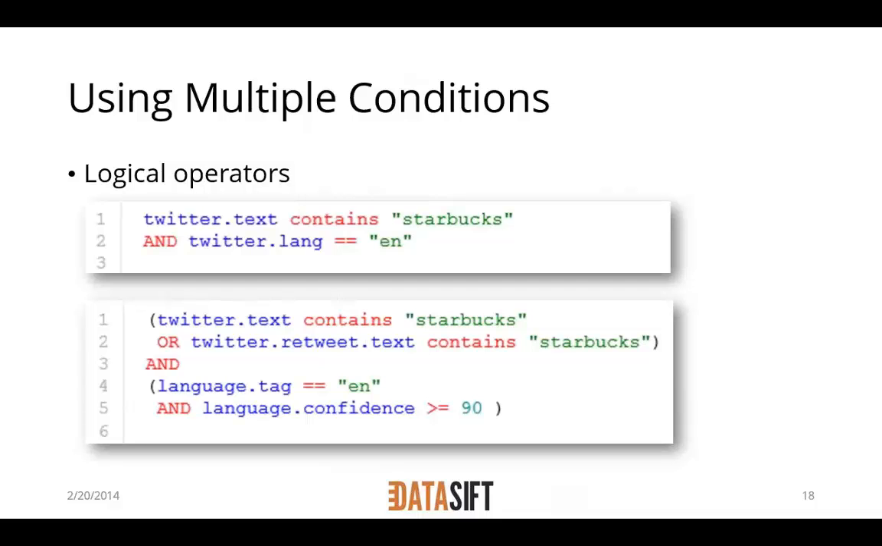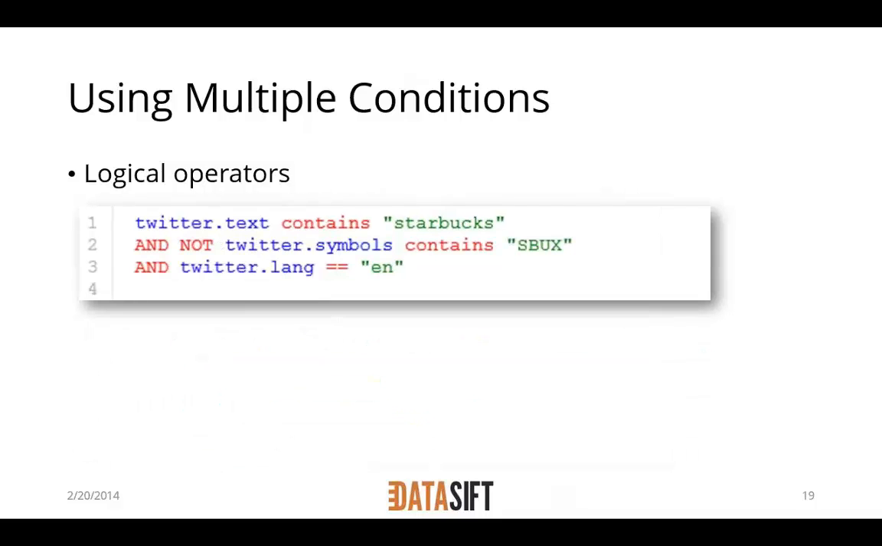Slightly more complicated one at the bottom. It's got to be a tweet with Starbucks in it or a retweet with Starbucks in it. So it could be either, got an or, and either. Oh, sorry, no, and the language must be English and the confidence must be over 90% that it is English. Okay, so you can choose where you put the brackets, where you put the ands and the ors to get the effect you want with your filters.